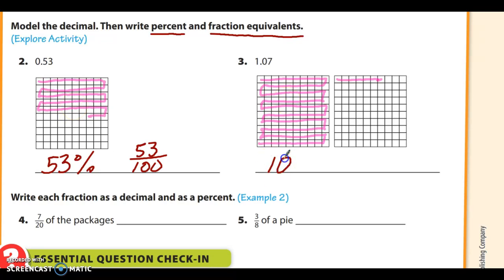It's actually 107%. And as a fraction, it's going to be 1 whole with 7 left out of 100. It's going to be 1 7/100.